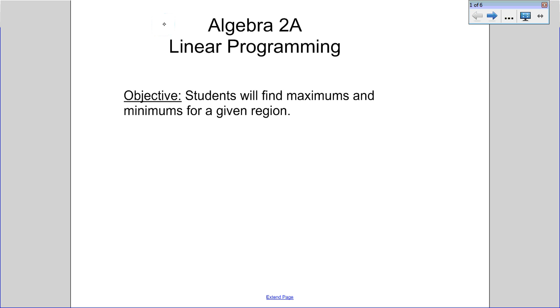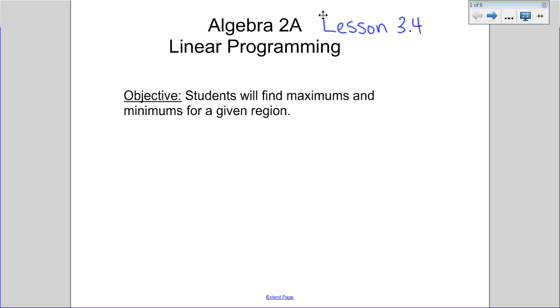Right, so ladies and gentlemen, we're going to take a look at linear programming. This is lesson 3.4. And no, it will have nothing to do with computers or writing code, even though that is a pretty useful skill to have nowadays. What we're going to do is find the maximums and minimums for what's called a given region. So we created these regions in lesson 3.3 when we intersected these inequalities.